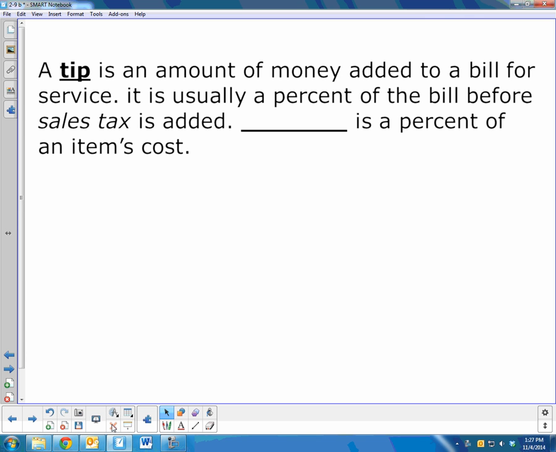And so you're tipping someone based on the quality of the service, based on a lot of different things. And it's usually a percent. And we mentioned in class that it's a percent of the bill before sales tax is added. Sales tax is a percent of the item's cost.